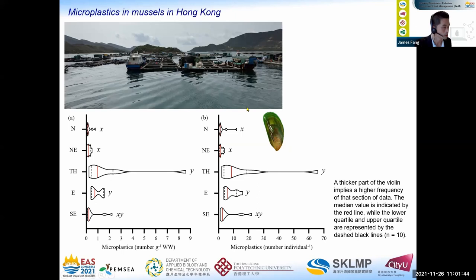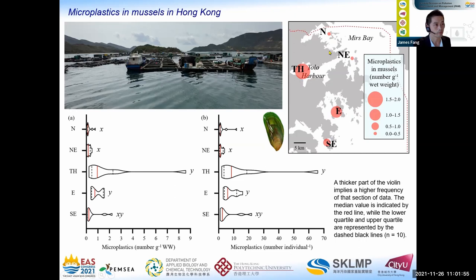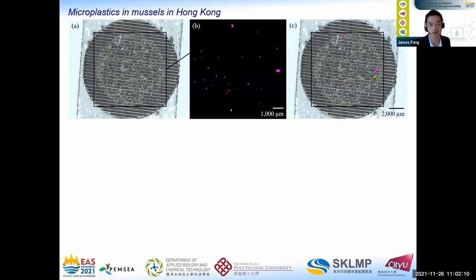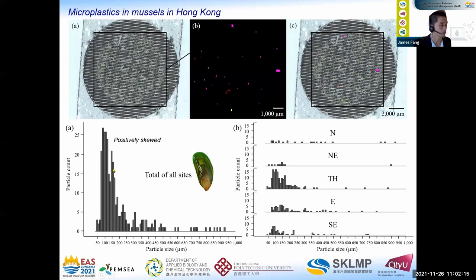From north to south, we quantified the number of microplastic in this mussel. We have identified the high-risk area among different locations. In this case, in Tolo Harbor, the Yim Tin area with slow flow. On this slide, this is the mapping approach that we have just learned. From this study, we have done a more careful size distribution curve to show you the particle size around 100 micron is the most abundant in the Hong Kong waters.